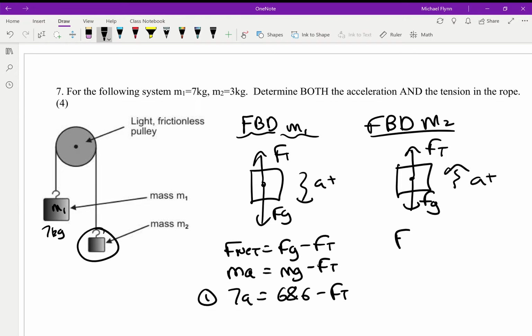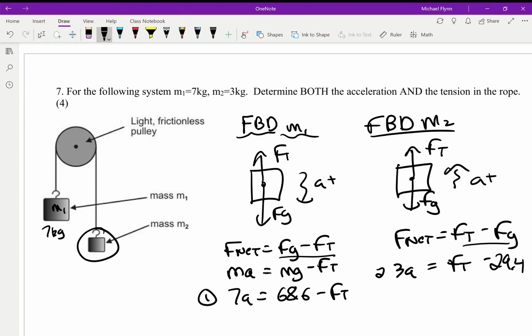Yeah, that makes sense. Okay, so the net force this time, Ft minus Fg. See the difference, right? This one was Fg minus Ft, but this one is reversed, because now we're going with up as positive, and that makes all the difference. So this is a 3 kilogram mass, so 3A equals Ft minus, and then 3 times 9.8 is 29.4. All right, so this is equation number 2.